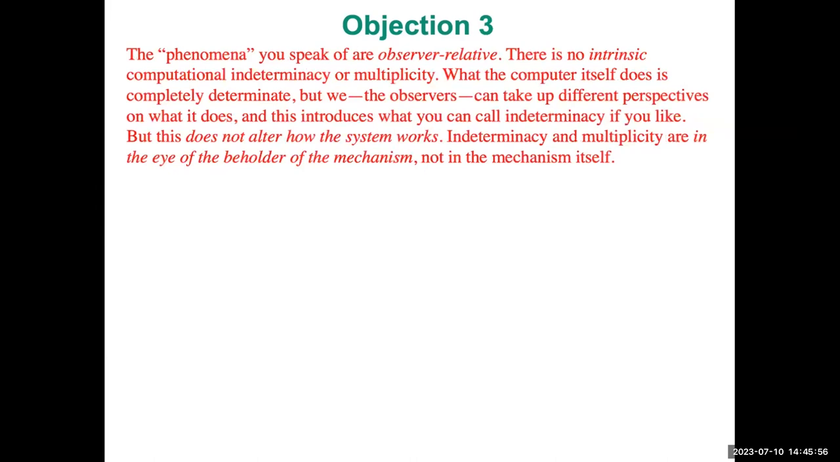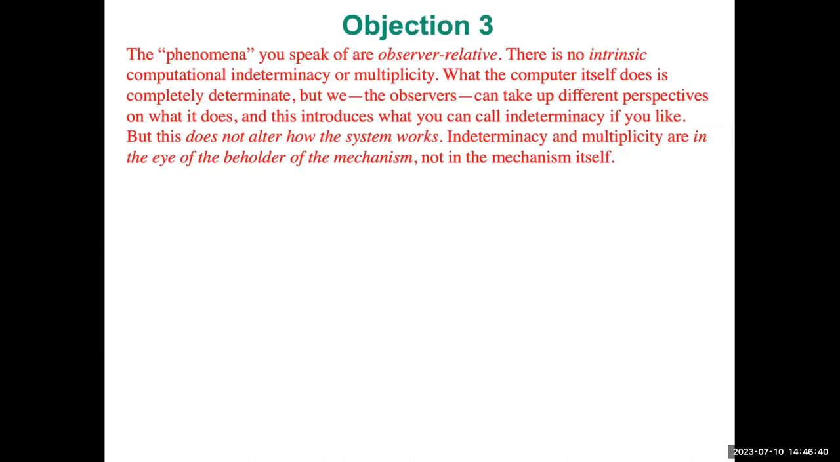Objection 3 is perhaps the most interesting of them. The phenomena you speak of, so the phenomena of indeterminacy and so on, are observer relative. There's no intrinsic computational indeterminacy or computational multiplicity. What the computer itself does is completely determinate. But we, the observers, can take up different perspectives on what it does. And this introduces what you can call indeterminacy if you like, but this does not alter how the system works. Indeterminacy and multiplicity are in the eye of the beholder of the mechanism, not in the mechanism itself.